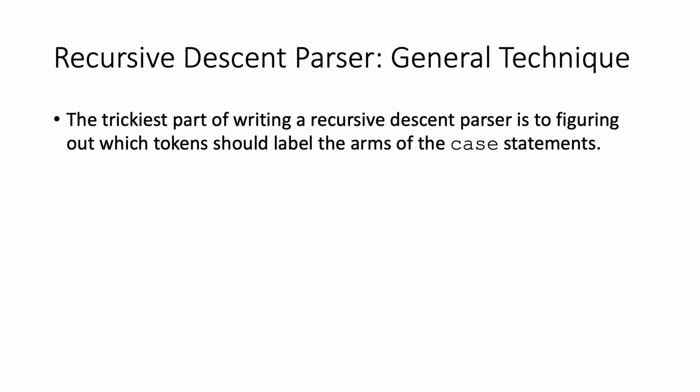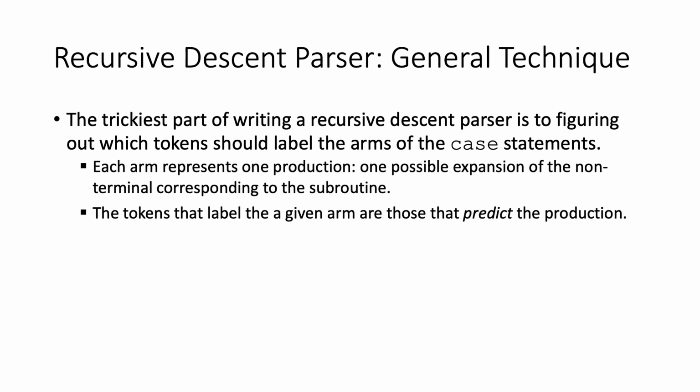For the general technique, the trickiest part of writing a recursive descent parser is figuring out which tokens should label the arms of the case statements. Note that each arm represents one production, that is, one possible expansion of the non-terminal corresponding to the subroutine. And the tokens that label a given arm are those that predict the production.